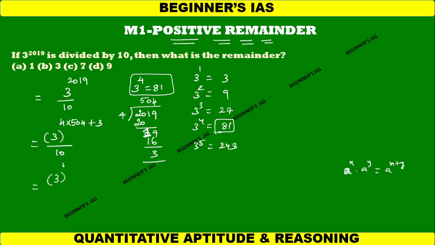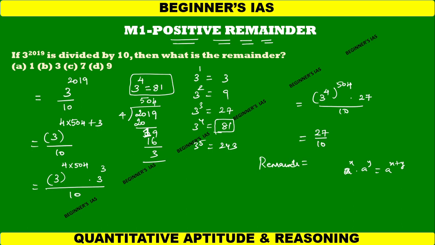3 power 4 into 504, just into 3 power 3, divided by 10. Just simplifying it. 3 power 4 the whole power 504 now into 3 cube, which is nothing but 27, divisible by 10. 3 power 4 leaves you a remainder of 1. 1 power anything is 1. Therefore 1 into 27 divisible by 10. If you divide this, surely it will leave you a remainder of 7. Therefore the answer for this question is 7.